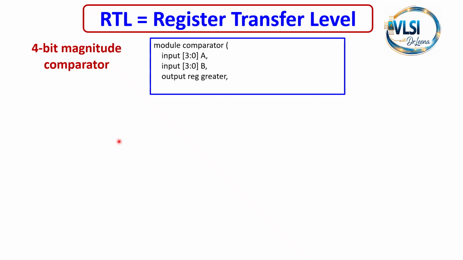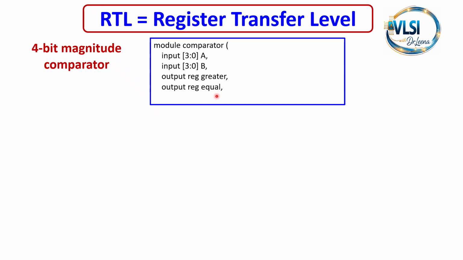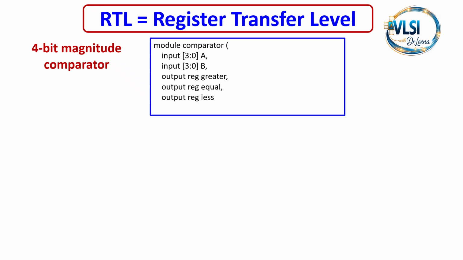Next we are giving the output, that is greater than. This output signal becomes 1 if A is greater than B. In this, reg is used because the value is assigned inside an always block. We must declare it as reg. Next, output we are giving as equal. This output becomes 1 when A is equal to B. Next, output as less. Here the output becomes 1 when A is less than B.